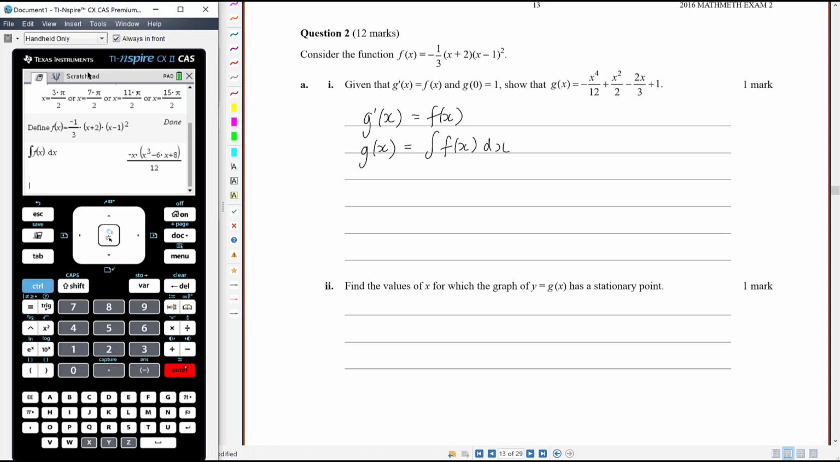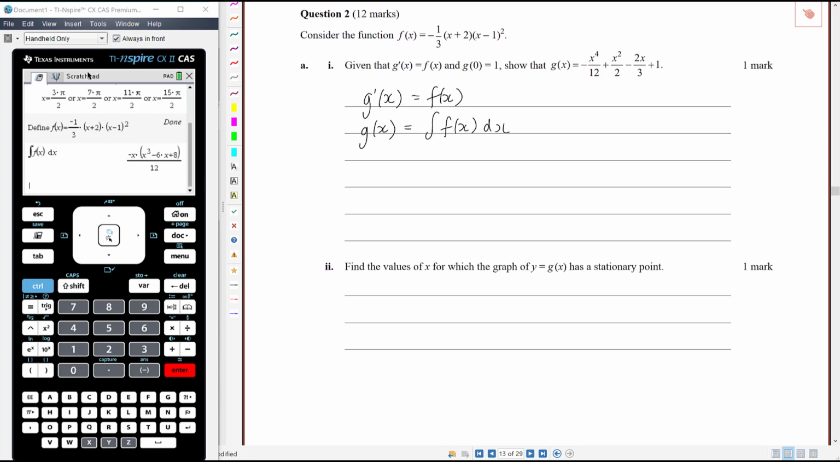It's not in the nicest format, but what I would probably do, given that it's a show that question, I've always said to you, I think you really need to be explicit about what's happening in a show that question. You know, it's up to you to illustrate exactly what is going on. So I'm actually going to do the anti-differentiation, but in order to do that, I'm going to get my CAS to expand out f of x. So expanding f of x is negative x cubed on 3 plus x minus 2 on 3.